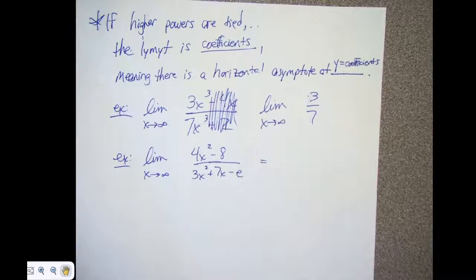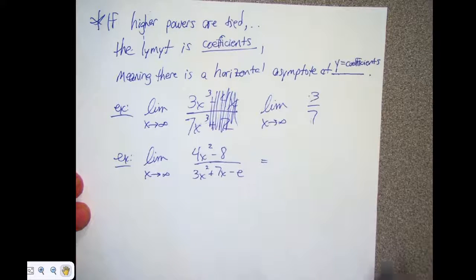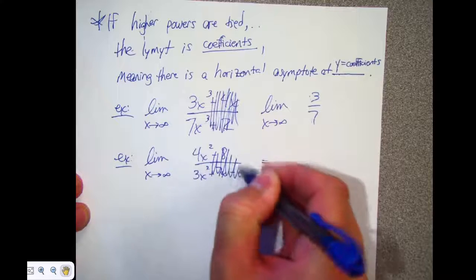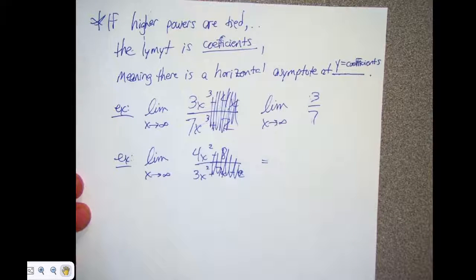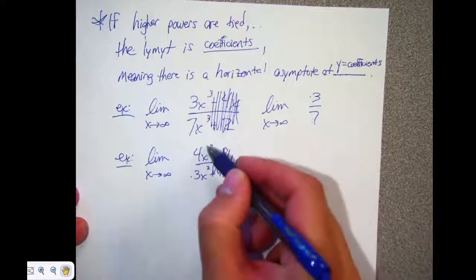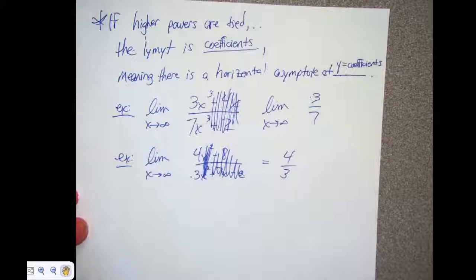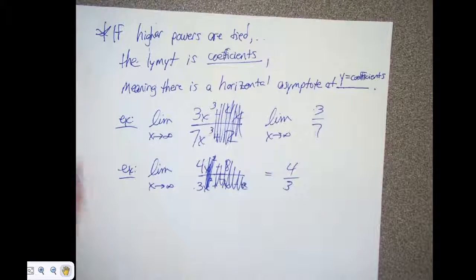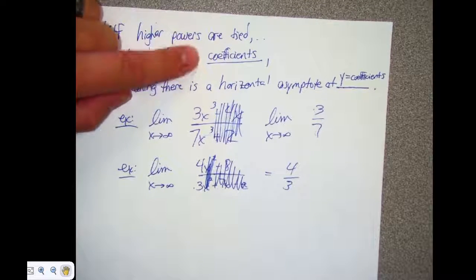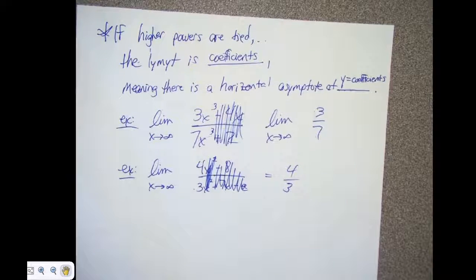So if I give you this one, what's the limit? 4/3. This stuff doesn't matter. And then you can think about it two ways. Okay, well, they're tied, so I'm just going to look at the coefficients, and that's 4/3. Or you could just cross out the x squared and be like, well, the only thing I have left is 4/3. Does that make sense the way I wrote it up here? I'm not sure that's the best wording, but I think you know what I'm saying. Okay.